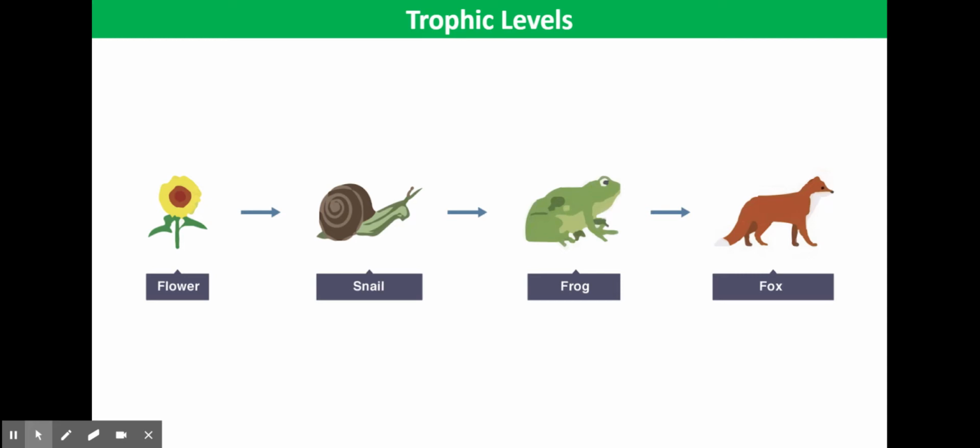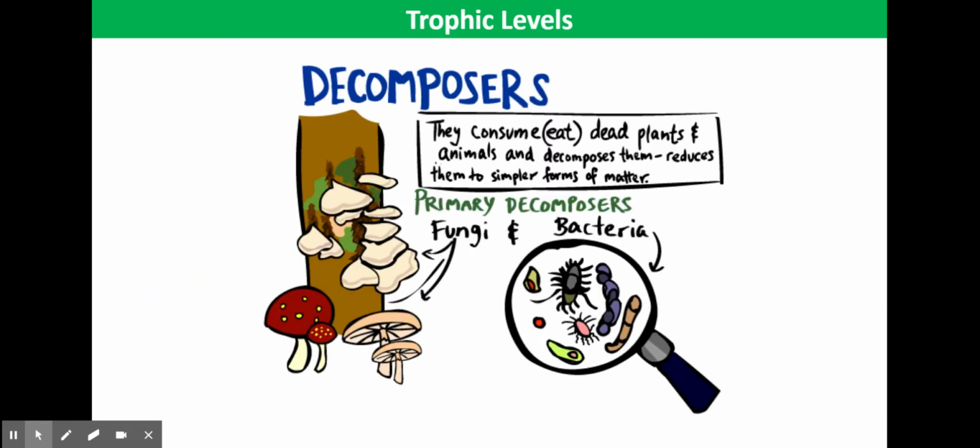So in the example shown on the slide in front of you, the flower is the producer, as it produces its own organic nutrients, glucose, via photosynthesis. As the flowers, the producers, are eaten by the snails, the snails are therefore the primary consumer. The snails are then eaten by the frogs, so the frogs are the secondary consumer, and the frogs are then eaten by the fox, and therefore the foxes are the tertiary consumers at the top of the food chain. We also have decomposers, which are organisms that release digestive enzymes on dead organisms or non-living organic matter for energy.